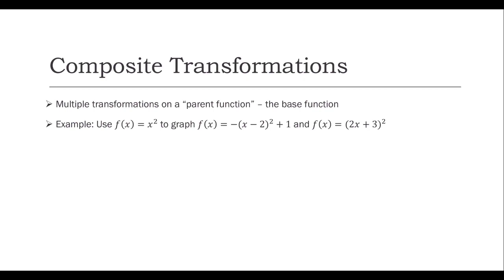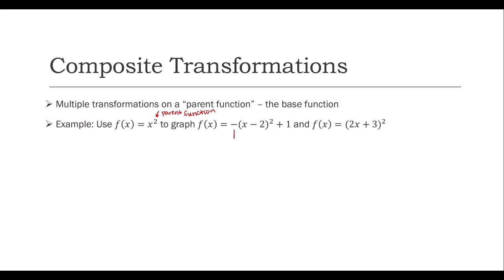A composite transformation is when multiple transformations are performed on a parent function or base function. For example, we'll use f of x equals x squared. This is your parent function. To graph f of x equals negative x minus 2 squared plus 1, and f of x equals 2x plus 3 squared.